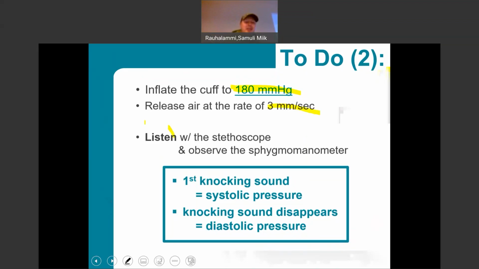But what you're doing there is really listening with the stethoscope. And while you're listening, you're keeping your eyes on those values of what sort of pressure we have inside the cuff. What I'm asking you to do is to notice first the knocking sound that you will start to hear at some point as you're coming down. The first time when you start to hear the knocking sound, that's going to be our systolic pressure. So make a note of that. And then as you keep releasing the pressure, that knocking sound will disappear. At the point where it disappears, again, make a note of the pressure within the cuff. That's going to be our diastolic pressure.